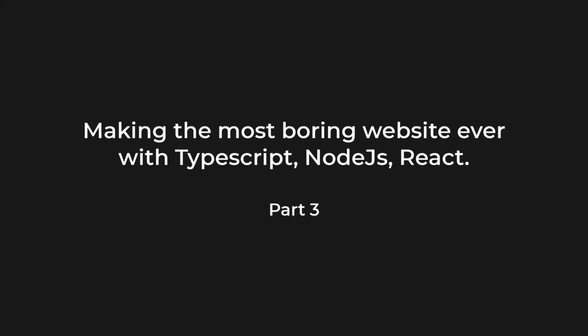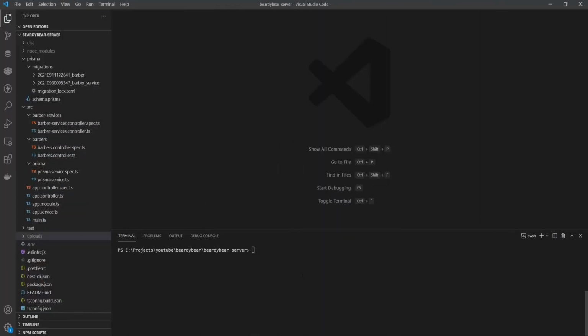So today I want to look at images uploading so we could set photos for our barbers. Let's get right to it. We'll start with the server. In NestJS, file uploading is done with a library called Multer. Before using it, we should install types.